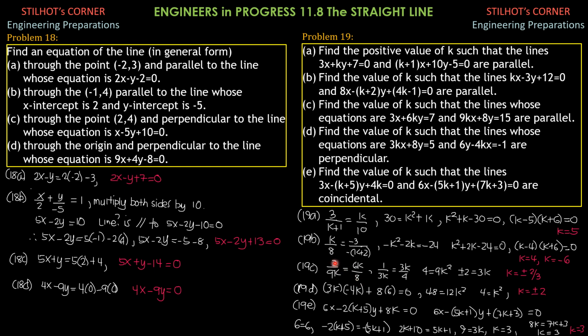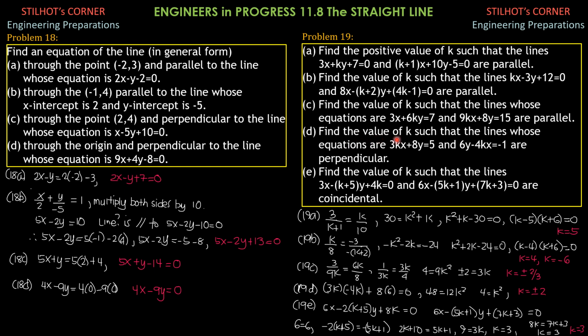simplifying first, this is 1 over 3k. After we cancel, 3 over 9 can be reduced to 1 over 3, which is that. Then times k. Then 6k over 8 can be reduced to 3k over 4. Before we cross multiply, 4 equals 9k squared. Therefore, extracting square roots, plus minus 2 equals 3k. Therefore, k is plus minus 2/3. So that's it for 19c.